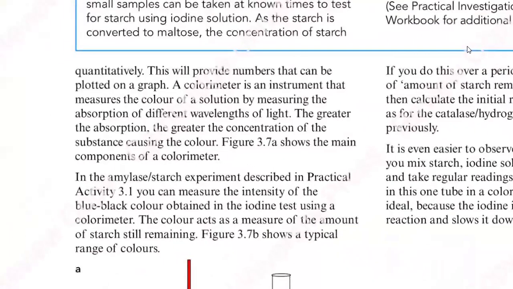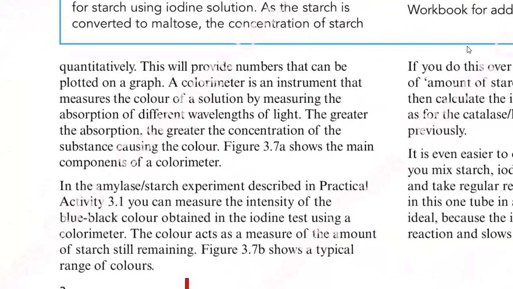This will give you numbers that can be plotted on a graph. A colorimeter is an instrument that measures the color of a solution by measuring the absorption of different wavelengths of light.